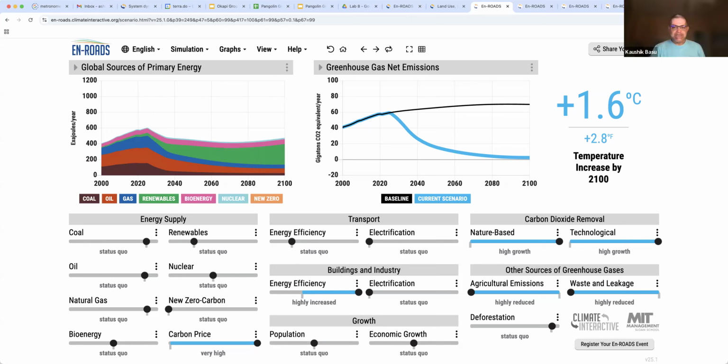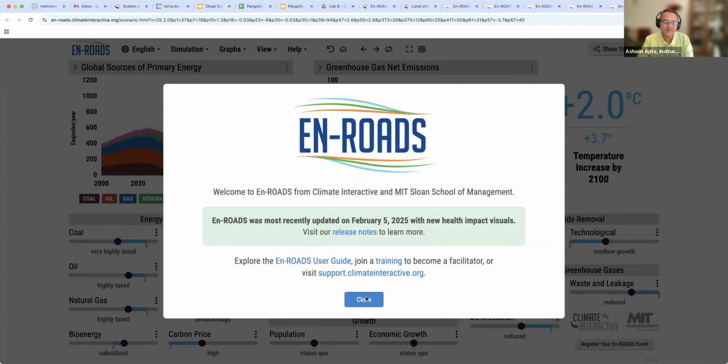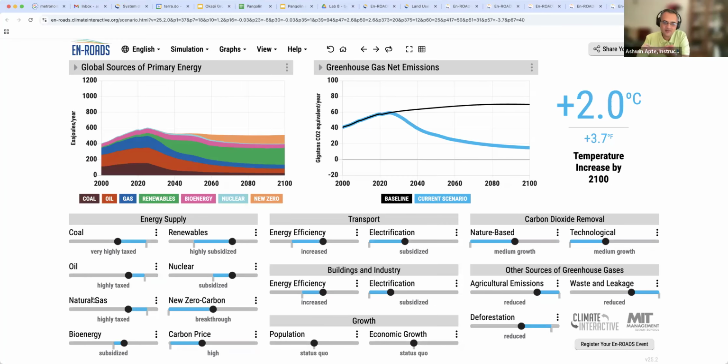I'll share mine in the chat. I used everything except the population growth and economic growth. That got me to, is that the right one? Got me to 2 degrees. Yeah. So I think the eventual picture is probably going to look something like this. Maybe with the addition of a little bit of degrowth or something like that. I don't know. But yeah, I think this also illustrates the same point that we're going to have many different solutions in many different areas for us to reach our goals.